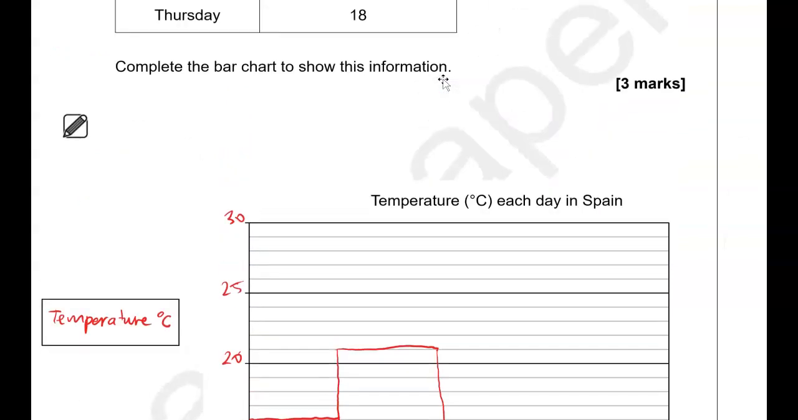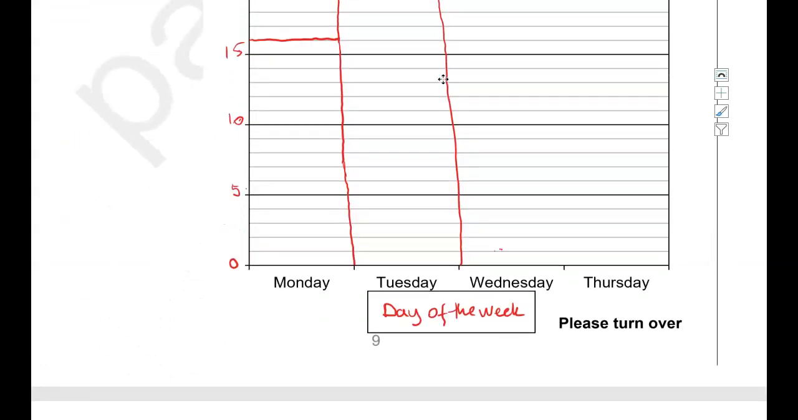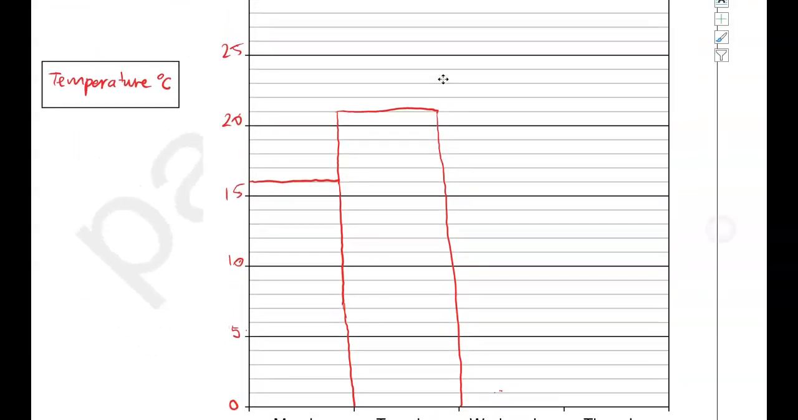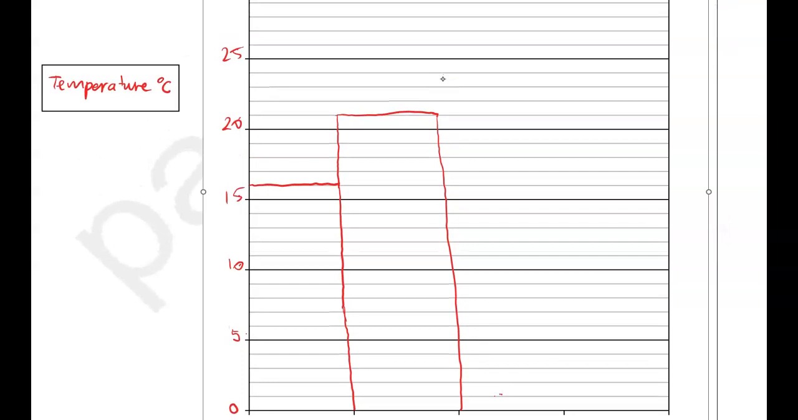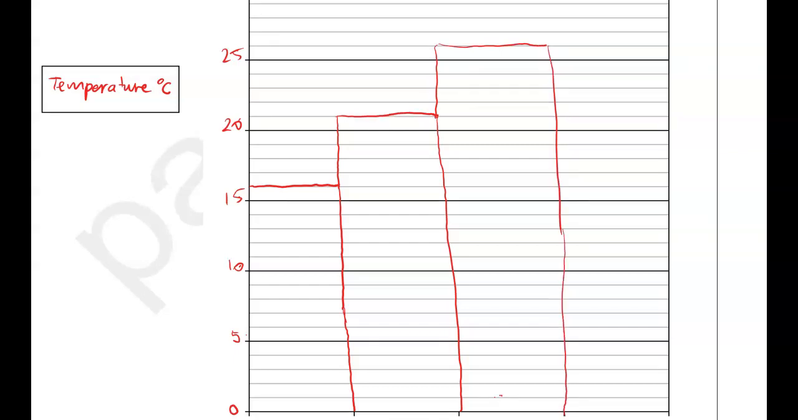Wednesday, that is 26. And Thursday, 18. You could colour the bars in or leave them as they are. It's important that you use a ruler and the lines are straight, so it's clear how you've plotted the data.